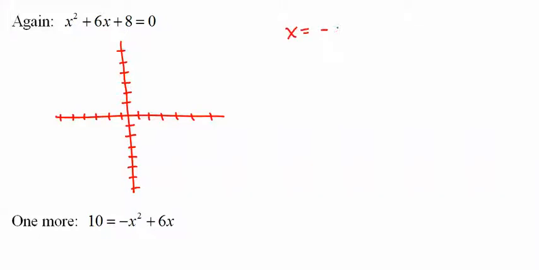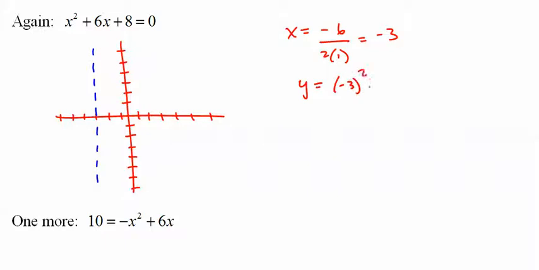Find the axis of symmetry at -3. Plug it back in. -3 squared plus 6 times -3 plus 8 gives -1. Down here, -1. You know it's going to hit at 8: 1, 2, 3, 4, 5, 6, 7, 8, which is up here somewhere.